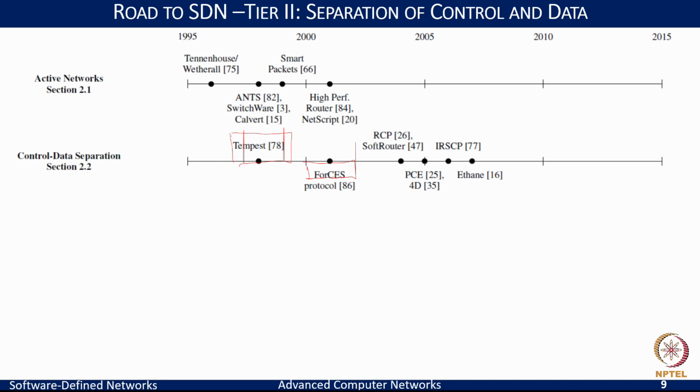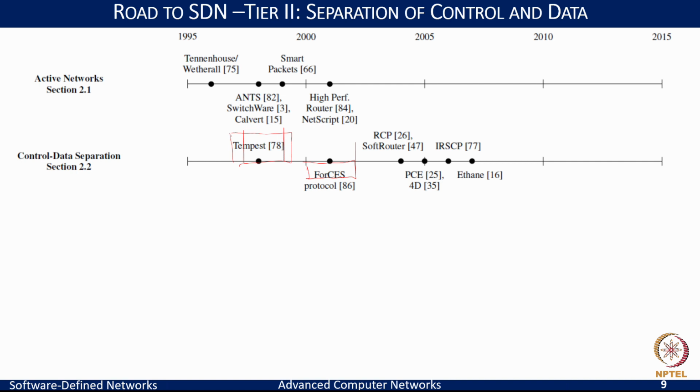Next up, there were RCP, soft router, and PCE and 4D works. Let's just try to look at what this PCE and 4D really meant. PCE stands for Path Computation Elements, which brought the notion of having a dedicated server which could decouple the computation of the network paths from the routers and do the computation on behalf of the network routers. So we all know that when the routers compute the path, they all do it independently. Now think of one server that can do this computation for many of these routers.